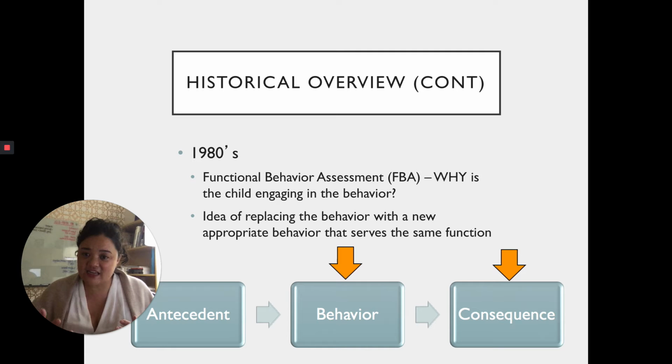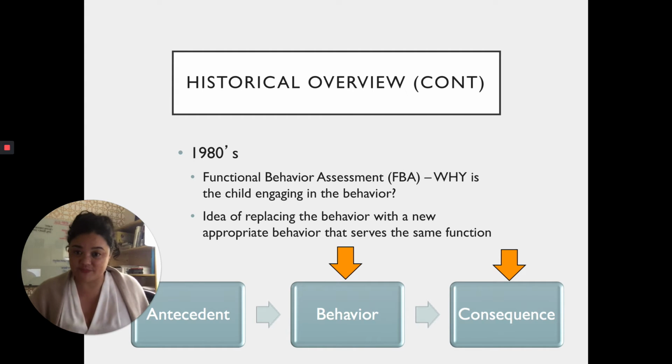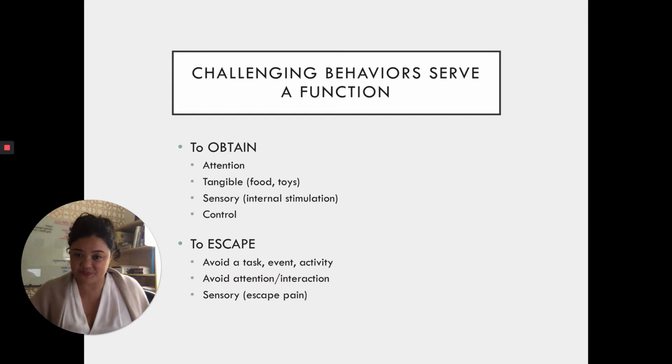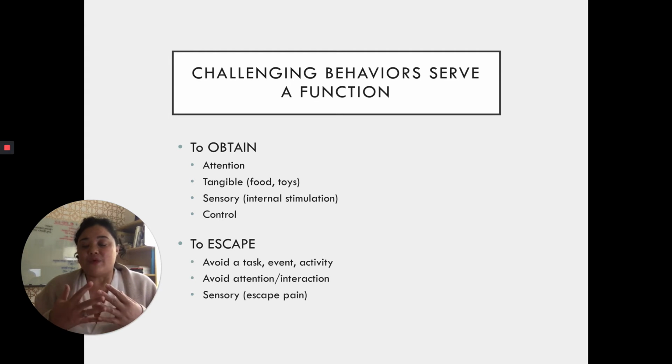The idea is if we can understand why the behavior is happening, we can find an appropriate replacement behavior, right, to teach instead. So that behavior is serving a function, and that function needs to be met. But how can we teach that student to meet that function in a more socially appropriate way?